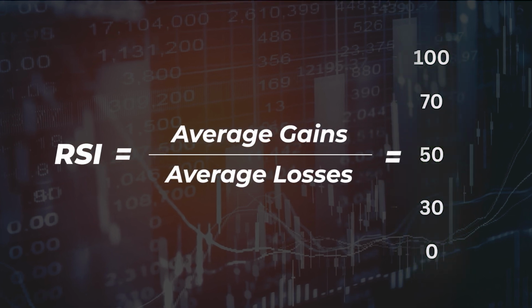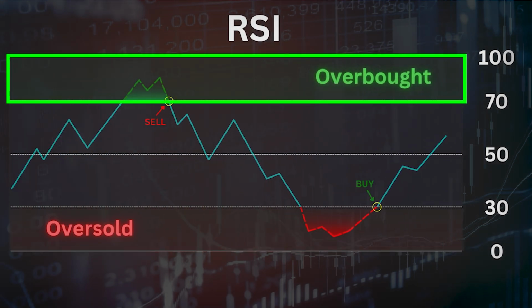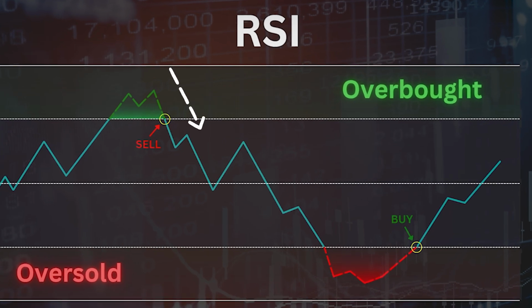If the RSI is above 70, that usually signals the asset is overbought. An overbought asset is one that has been rising rapidly, possibly too rapidly, which often means it's more likely to see a pullback or fall.